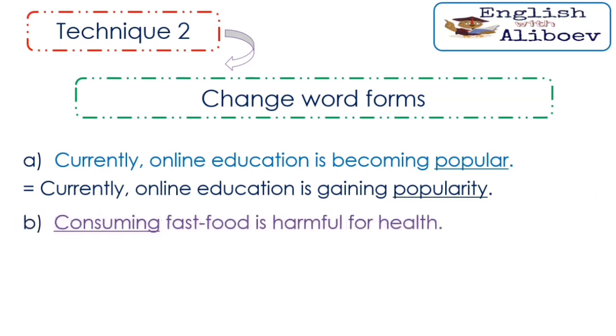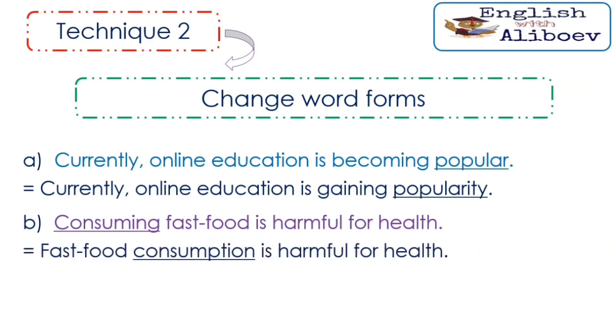Or the next example, consuming fast food is harmful for health. Ya'ni fast food iste'mol qilish sog'liq uchun zararli. Consume bu yerda verb glagol bo'lib kelyapti. Buni nima qilsak bo'ladi? Almashtirsak bo'ladi. Ya'ni fast food consumption is harmful for health. Ya'ni fast food iste'moli bo'ldi. Tushunarli-a? Xo'p, ana endi 3-teknikka o'tamiz.